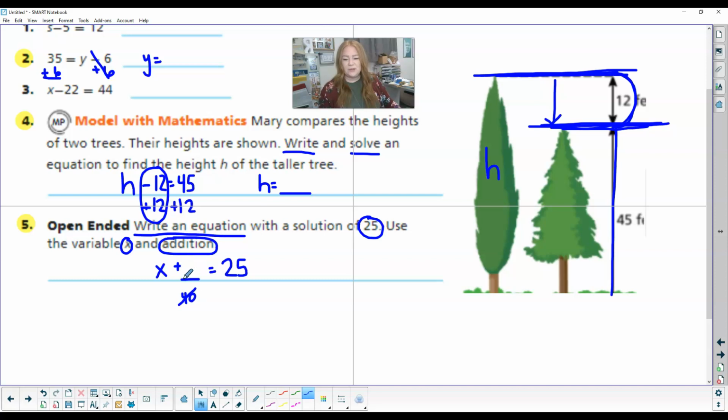So what do you think you could put here? We don't even need to know what x is. You don't even have to solve it. You're just thinking, what could you put here that whatever x is would end up being 25?